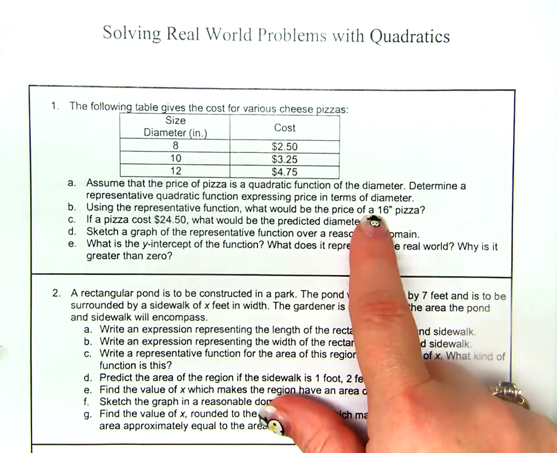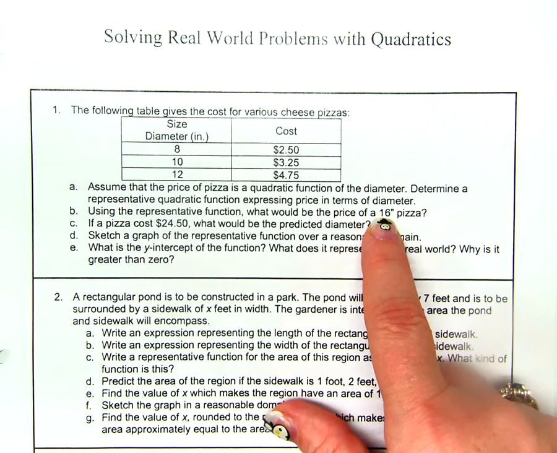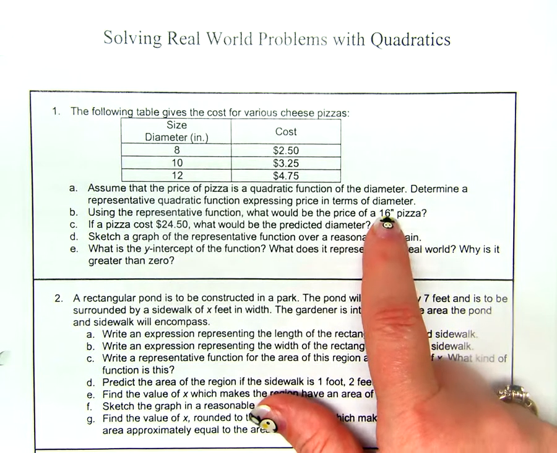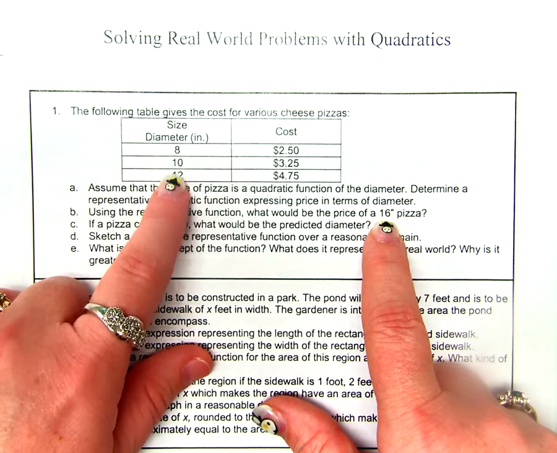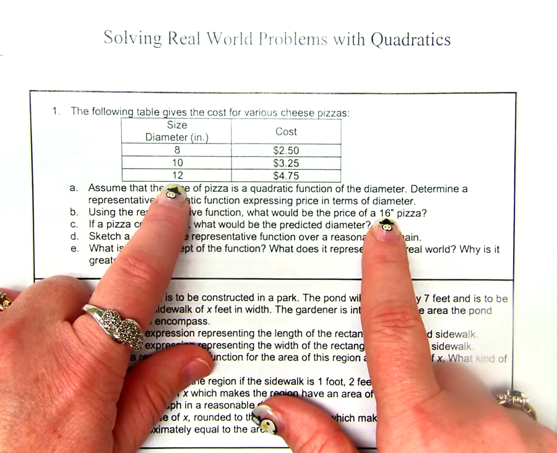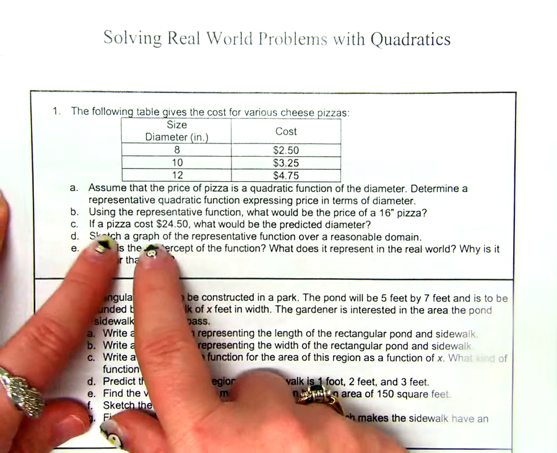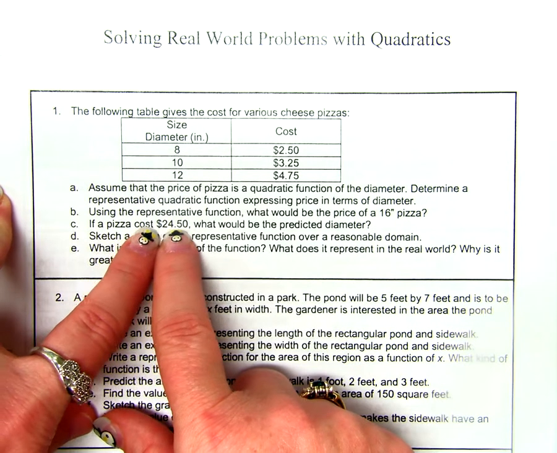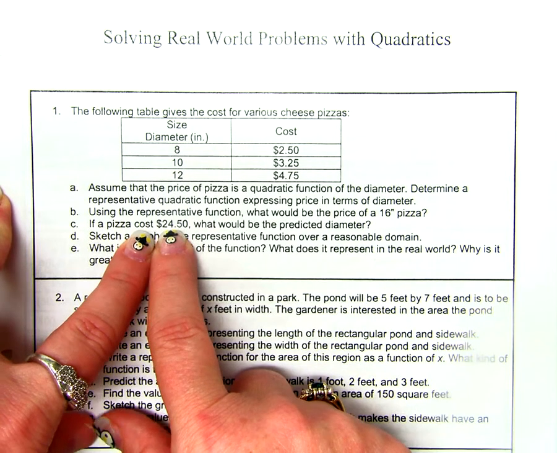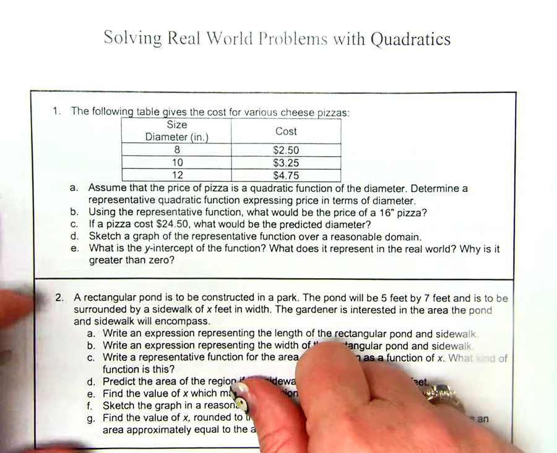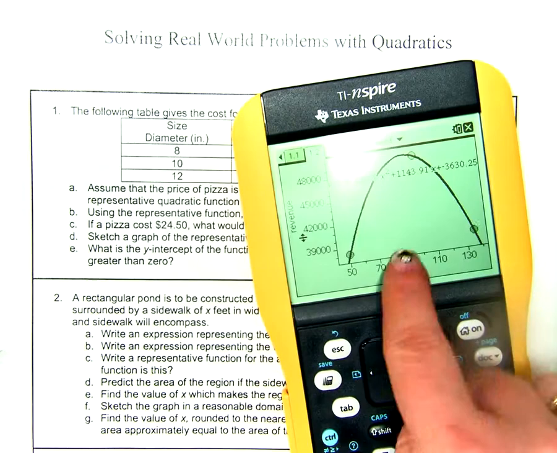If it tells you the diameter of the pizza, what can I do with 16 once I get an equation? Diameter is x. Can't I plug 16 in for x to find my price? Yes. If it tells you the cost, can't I plug this in for y and solve for x, right? Then you'll have to sketch a graph. Well, if you've done it this way, don't you already have a graph?